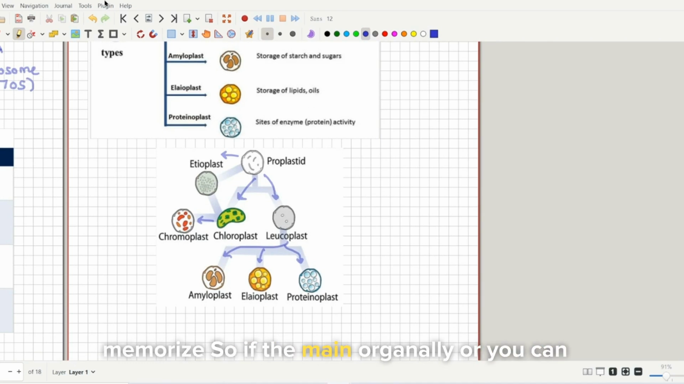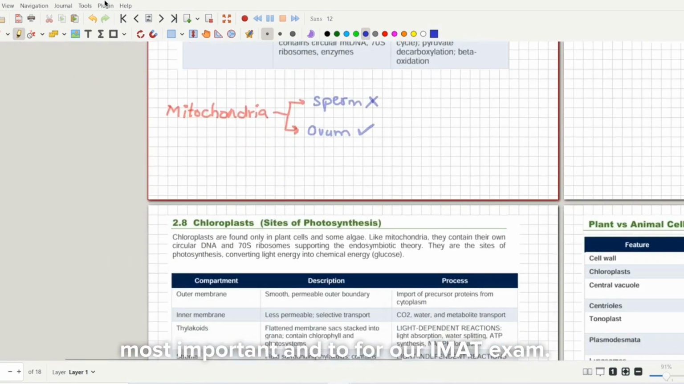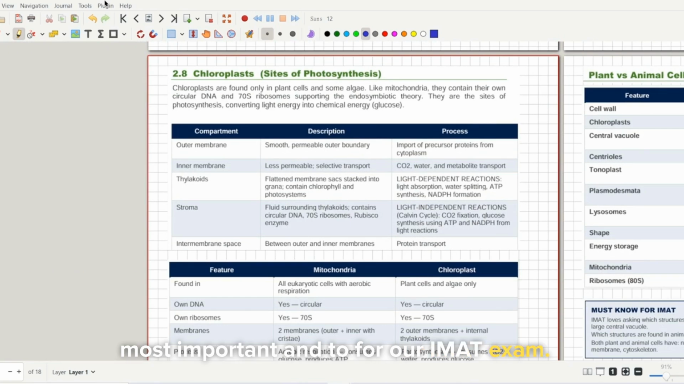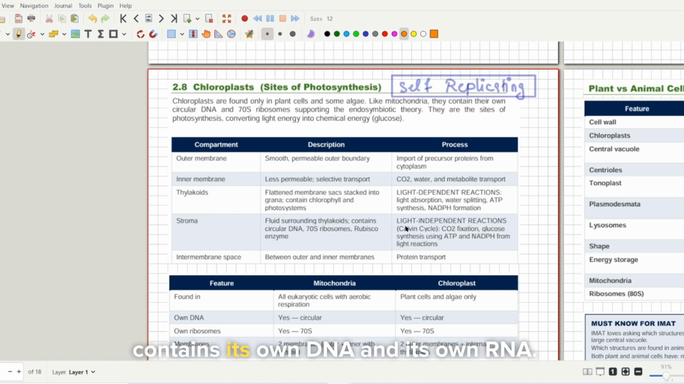The main plastid that we have to discuss here is obviously chloroplast. Chloroplast is the major organelle, the most important one for our IMAT exam. Our next topic is chloroplast, which is the site of photosynthesis. It is the place where photosynthesis occurs. It is also called self-replicating because it contains its own DNA and its own RNA. It also contains 70S ribosomes. So just like mitochondria, it is a self-replicating organelle.